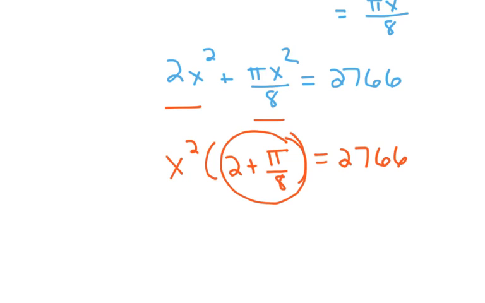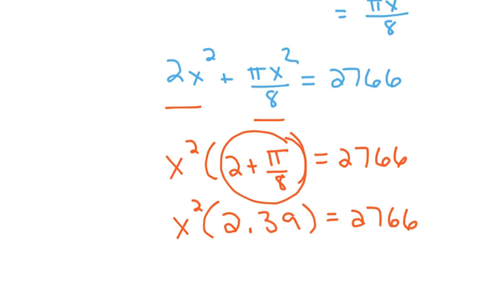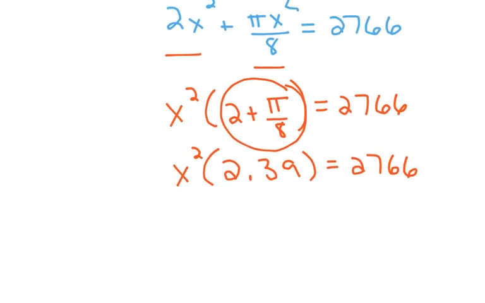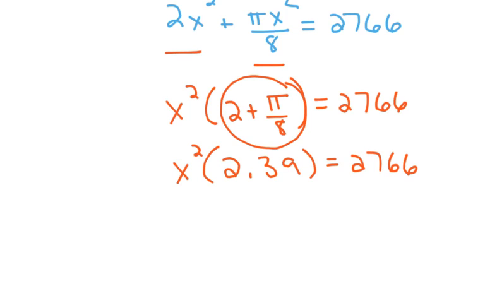And it turns out that 2 plus pi over 8 is approximately 2.39, because we like to round things to the nearest hundredth. Now I'm going to divide 2766 by 2.39. And I'm going to find out that x squared is approximately equal to 1,157.32.